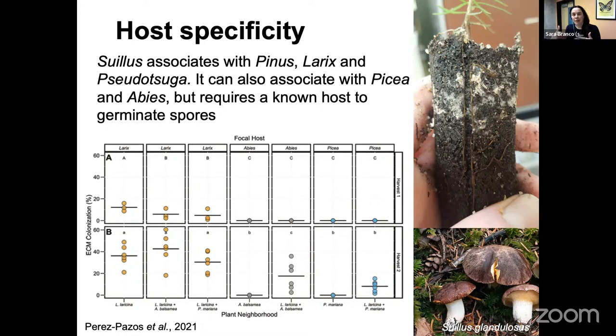So this gives us hints on how complicated the systems can be. So host specificity is more than just can you associate with a plant or not. In this case, you also need to be able to germinate your spores to be able to establish. So it makes this community approach a little bit more complicated.